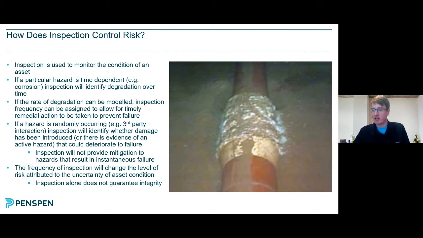One thing to bear in mind, though, is that inspection in and of itself doesn't guarantee integrity. You need to do something with the information that you gather from those activities. But what it does mean is that the frequency of inspection does change the risk and gives us the opportunity potentially to optimize our inspection schedule to maintain our risk at an acceptable level, but potentially reduce our spend.